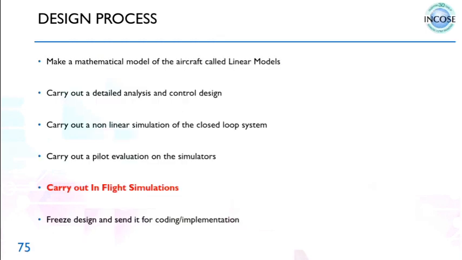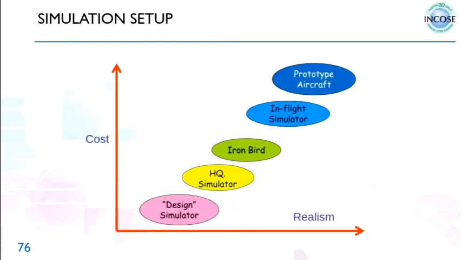Having done this is something very important. The basic simulator is very low cost, what you have in your laboratory perhaps, and in realism, it is not very close to the reality. And the final prototype has the highest cost and the highest realism. Somewhere in between you have these three: the handling quality simulators. For the Indian LCA, it was there at the ADE, the lab in Bangalore. Iron Bird was at HAL, and in-flight simulation was done in the US.